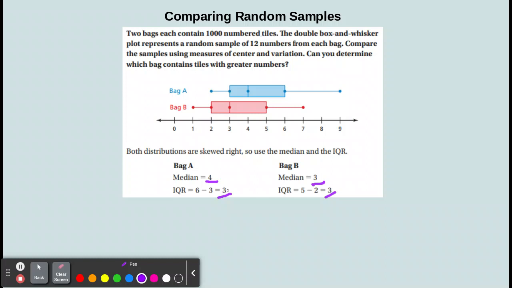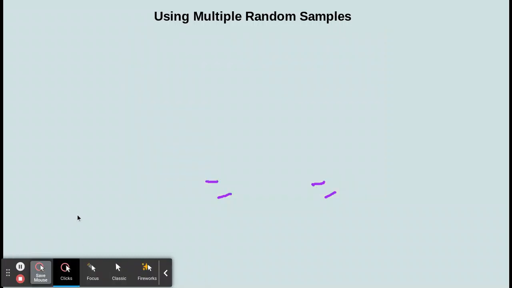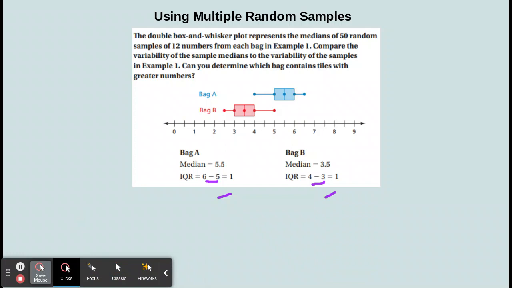Okay, but how many tiles are in each bag? 1,000. And how many did we pull for the sample? 12. So we cannot conclude anything because our sample size is too small. So the lesson here is to use larger random samples or more random samples, which leads us to our next slide, which is using multiple random samples.